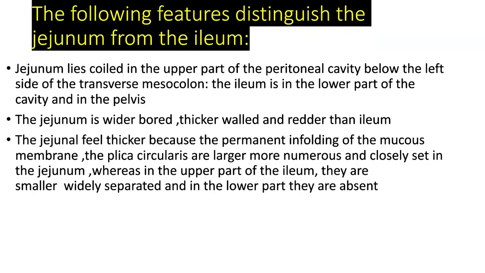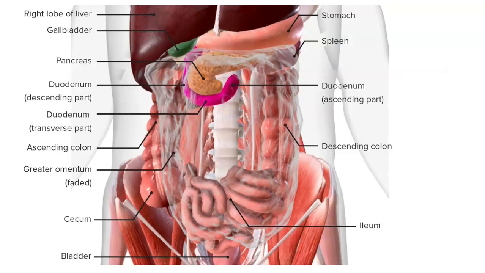The following features distinguish the jejunum from the ileum. The jejunum lies coiled in the upper part of the peritoneal cavity, below the left side of the transverse mesocolon, and the ileum is in the lower part of the cavity and in the pelvis. The jejunum is wider, thicker walled and redder than the ileum. The jejunum feels thicker because the permanent enfolding of the mucous membrane, the plicae circulares, are larger, more numerous and closely set in the jejunum, whereas in the upper part of the ileum they are smaller, wider and separated, and in the lower part they are absent.